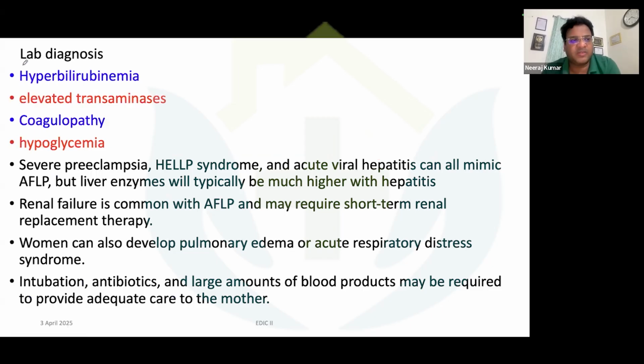Now this patient will have this HELLP picture: hyperbilirubinemia, elevated transaminase, coagulopathy, and hypoglycemia. So, severe preeclampsia, HELLP syndrome, and acute viral hepatitis can all mimic AFLP. So, be careful on diagnosing.